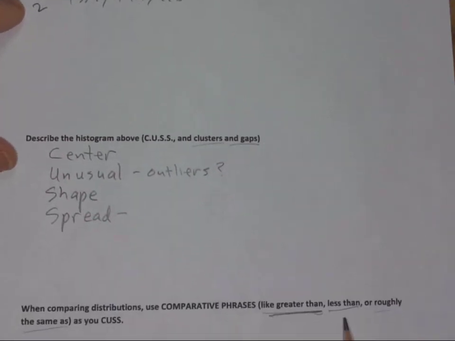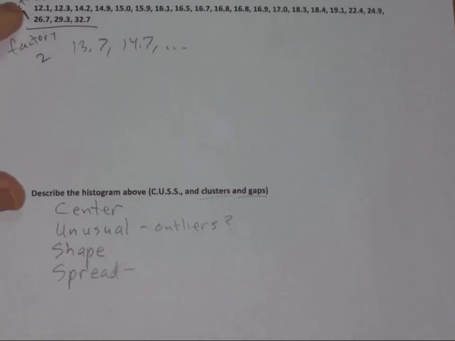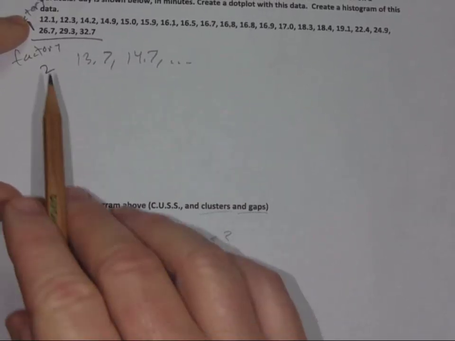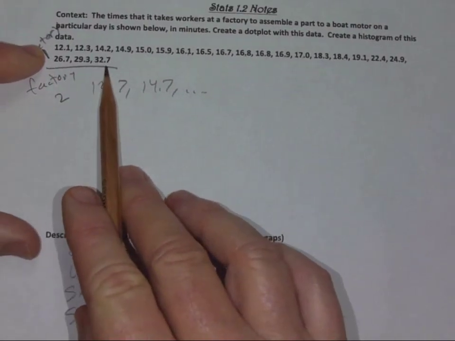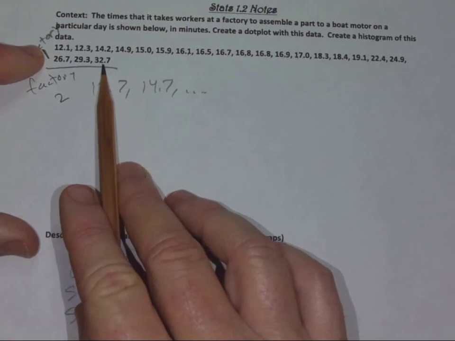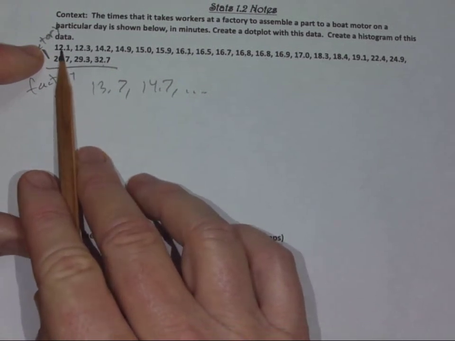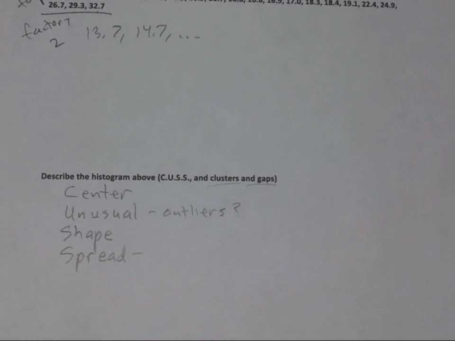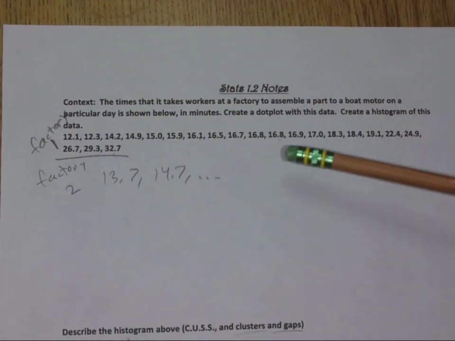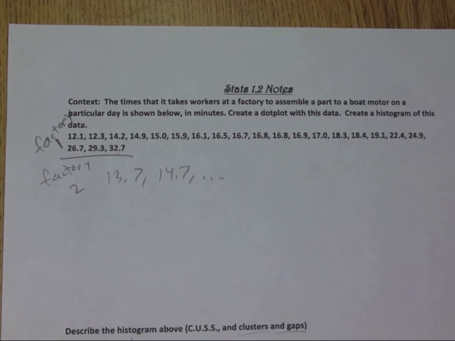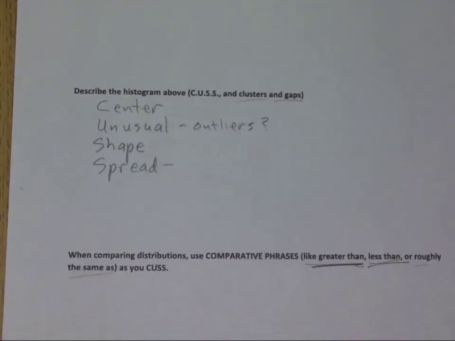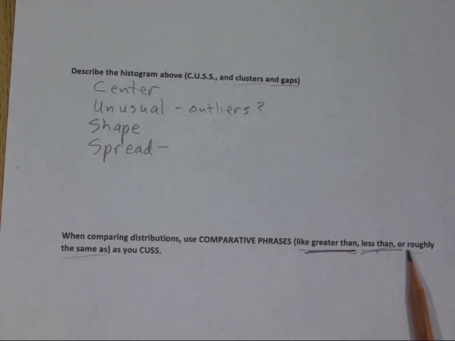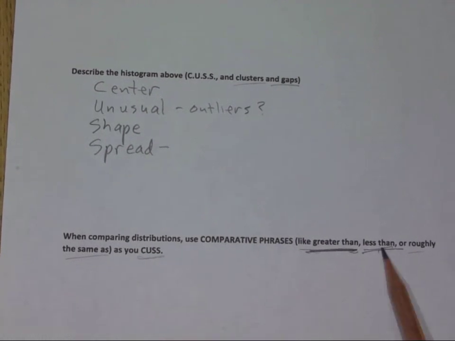Or maybe it's measures of spread. You could say factory 1 varies from 12.1 to 32.7, so its range, which is the biggest minus the smallest, would be 20.6, which is less than the range for factory 2, which let's pretend was like 25 or something. Then you would describe both of their shapes and whether or not they had outliers. But the key thing to remember is to discuss using comparative phrases.